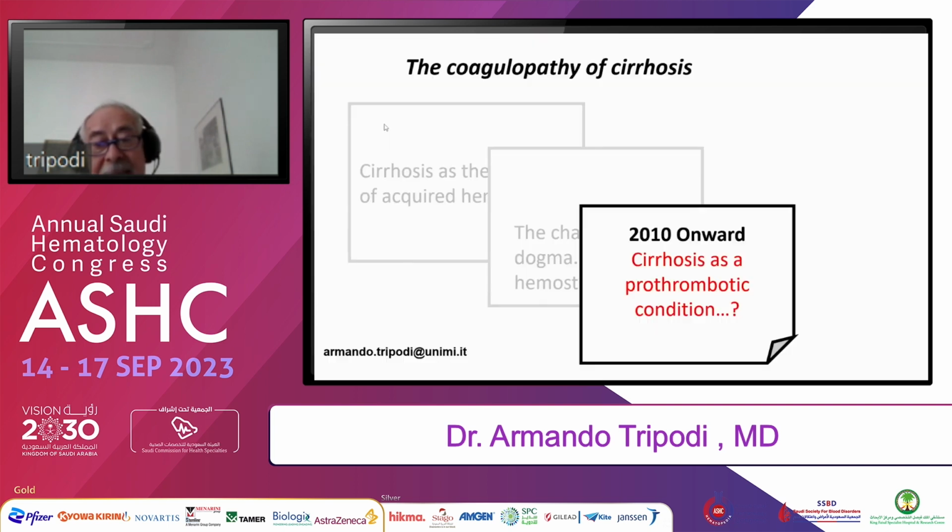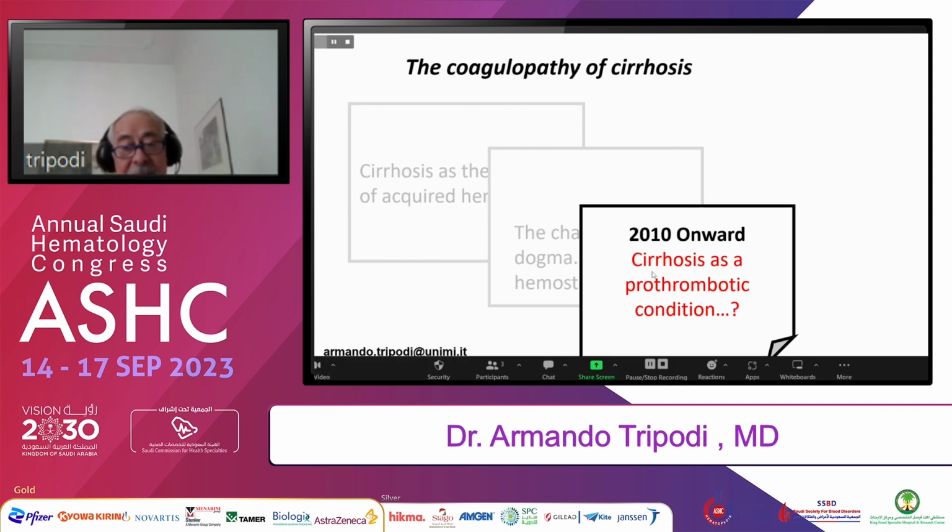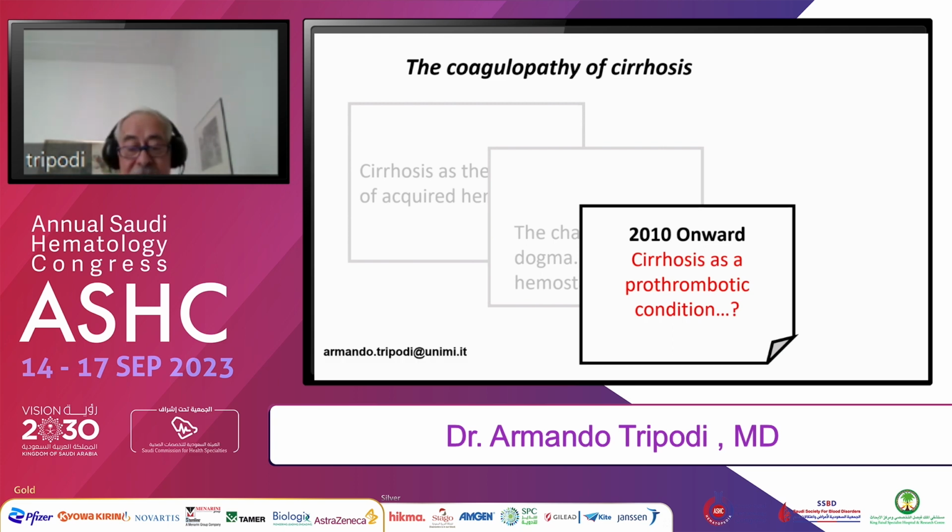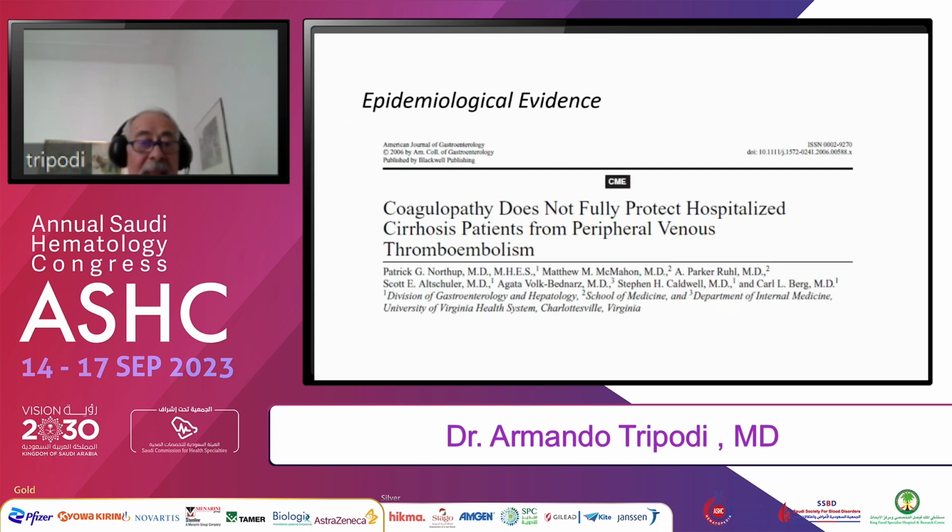And finally, the last part of my presentation is concerned with cirrhosis as a prothrombotic condition, which started to emerge at least 10 years ago. The first evidence of this fact is an epidemiological observation made in 2006 by Dr. Northup in the United States. They showed that the coagulopathy does not fully protect hospitalized patients with cirrhosis from peripheral venous thromboembolism.